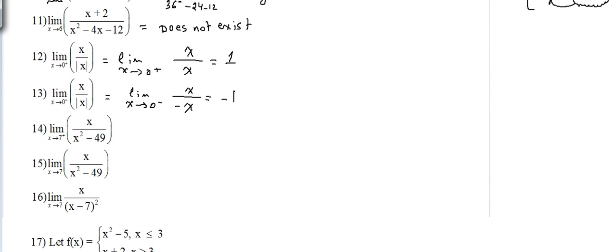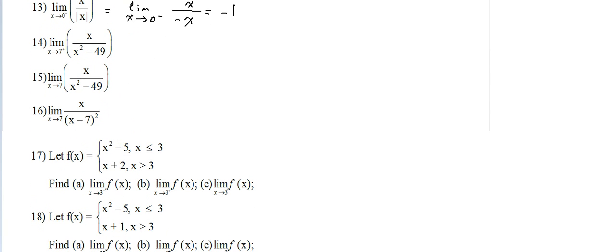Number 14, it's the same as the numbers above. Its limit of 7 over x squared minus 49 as x approaches 7 plus. 7 plus instead of x, squared, so it will be 49, but a bit more than 49, minus 49, so it will be 7 divided by 0 plus, the answer is plus infinity.